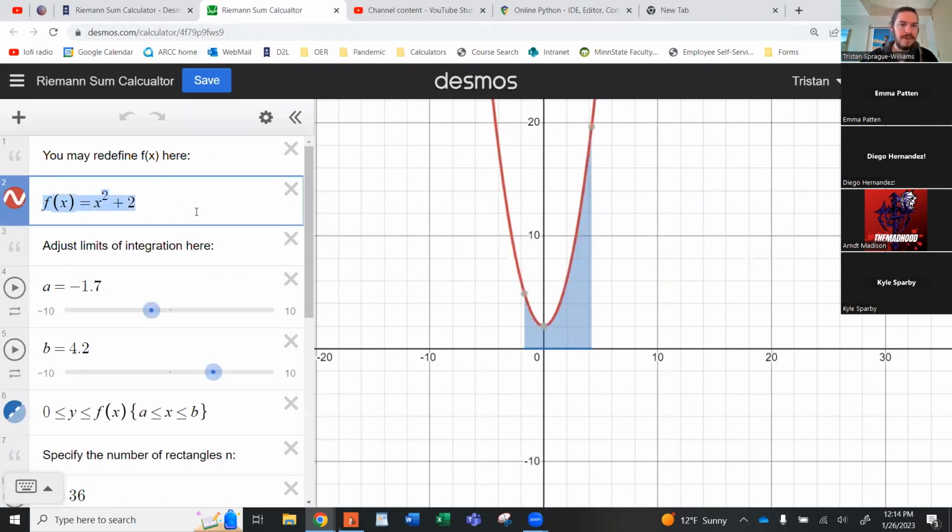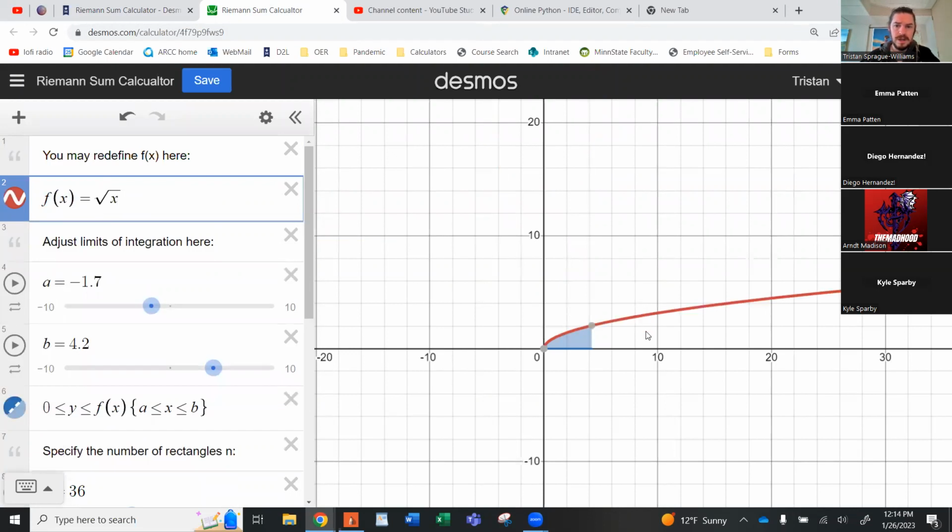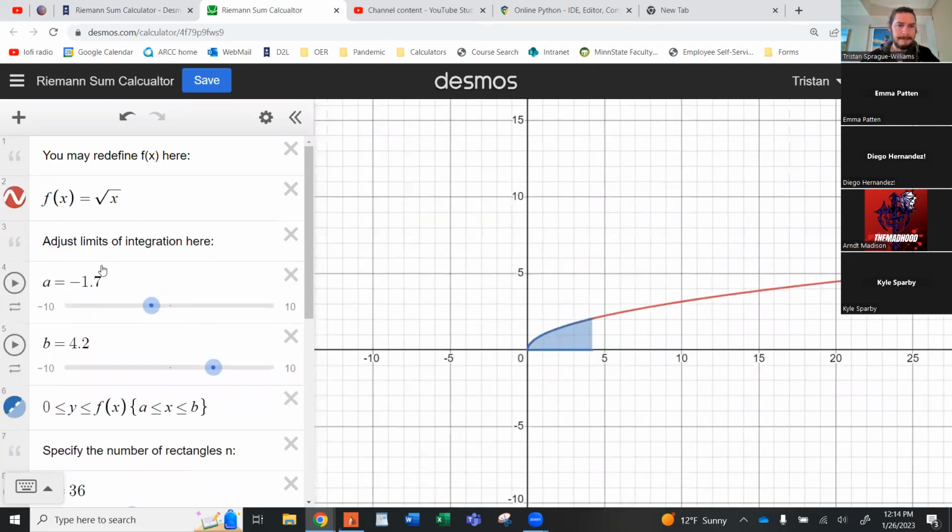So it starts with f of x. You can define whatever f of x you want here. Maybe square root of x, for example. Okay. And then you can change your a and your b. Let's take some values like this.